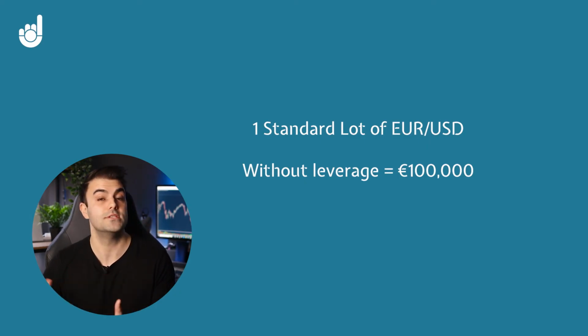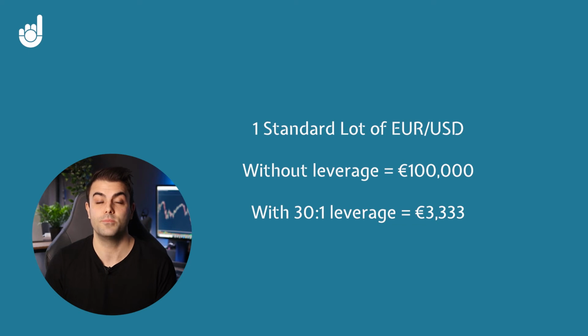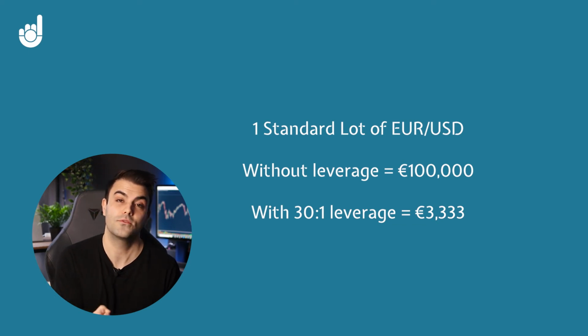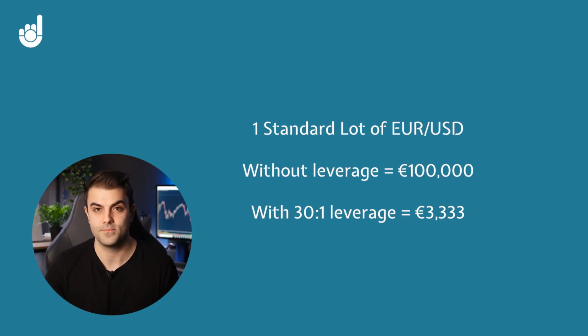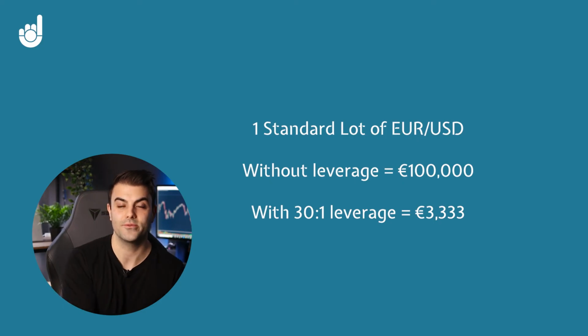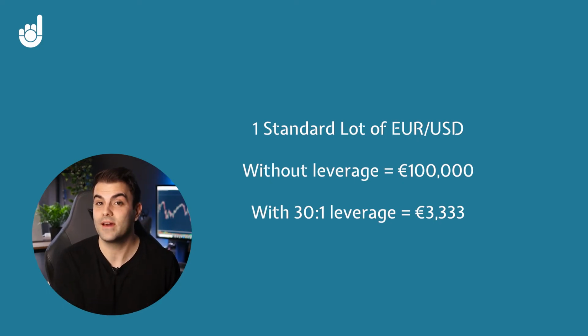Instead, if you have 30 to 1 leverage, you just need to deposit the equivalent of 3,333 euros with your broker, and they'll lend you the rest of the money. In other words, your 1 has allowed you to buy 30 times that amount. In this case, your 1 is 3,333, and it's allowed you to buy 100,000, 30 to 1.